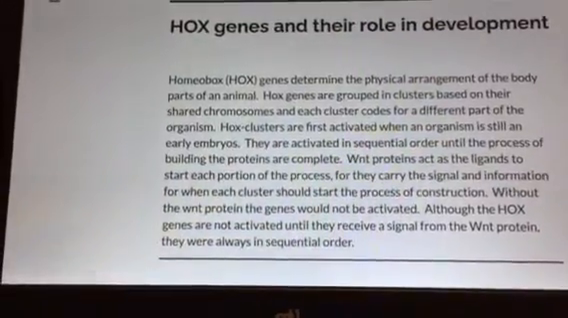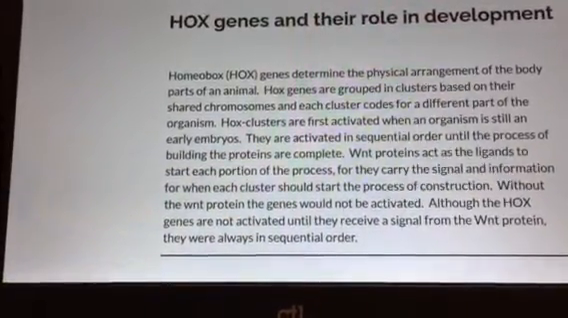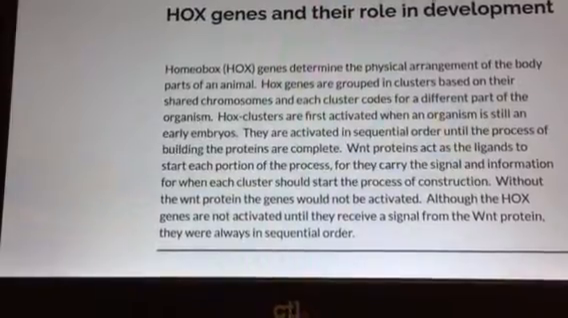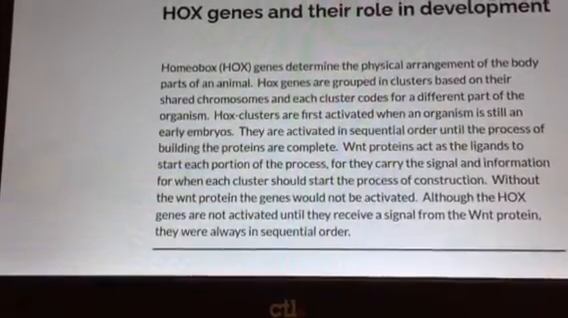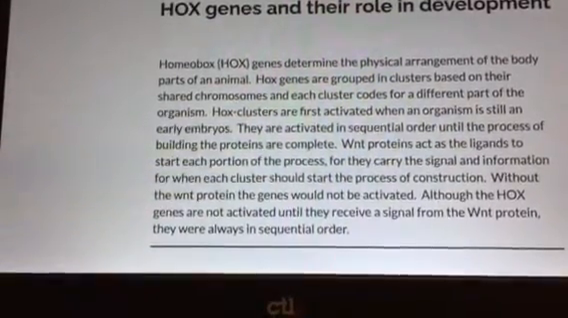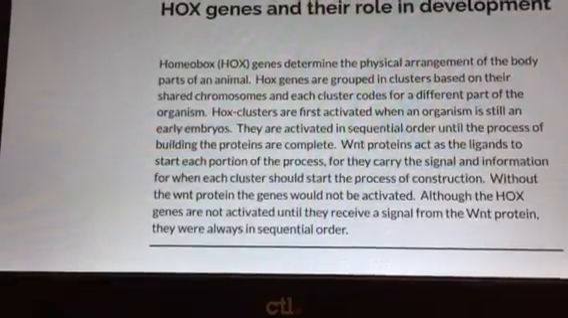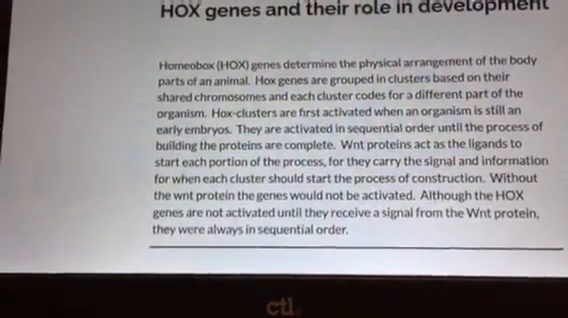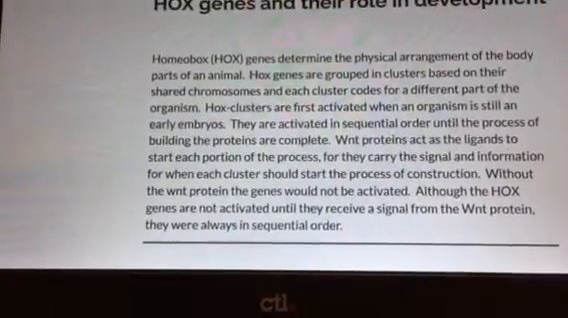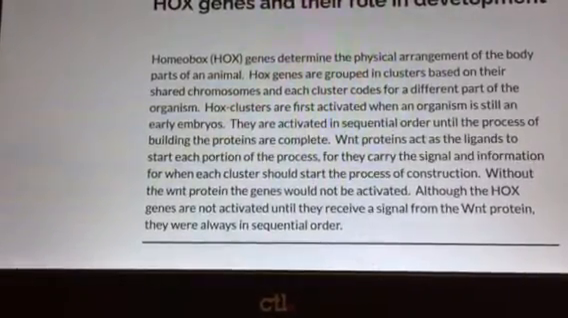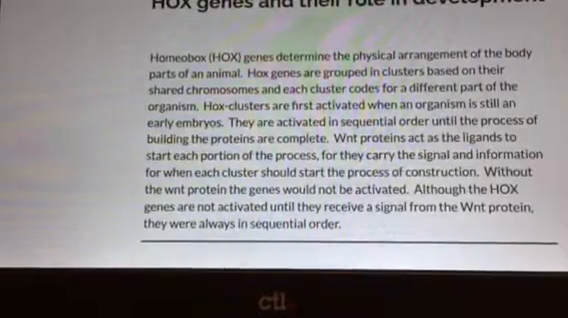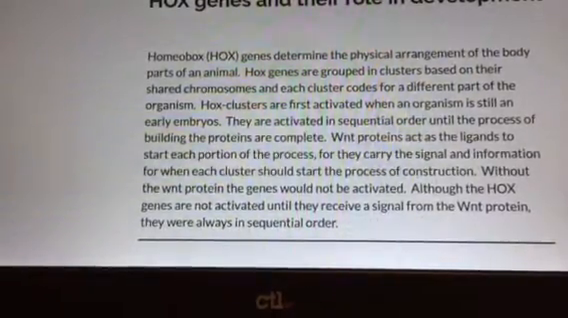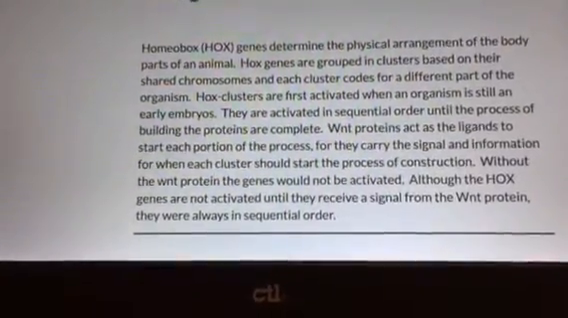Hox genes and their roles in development. Homeobox, or Hox, genes determine the physical arrangement of the body parts of an animal. Hox genes are grouped in clusters based on their shared chromosomes, and each cluster codes for a different part of the organism. Hox clusters are first activated when an organism is still an early embryo. They are activated in sequential order until the process of building the proteins is complete.